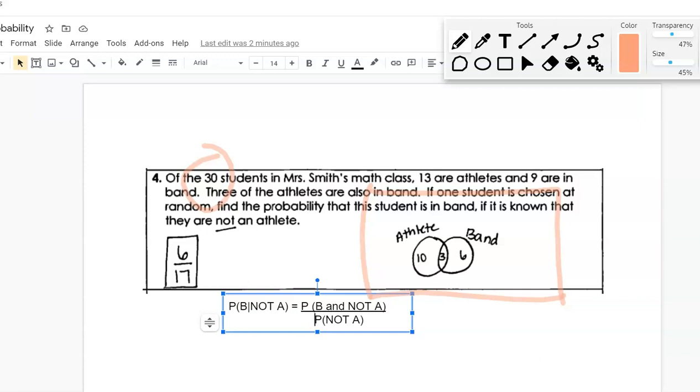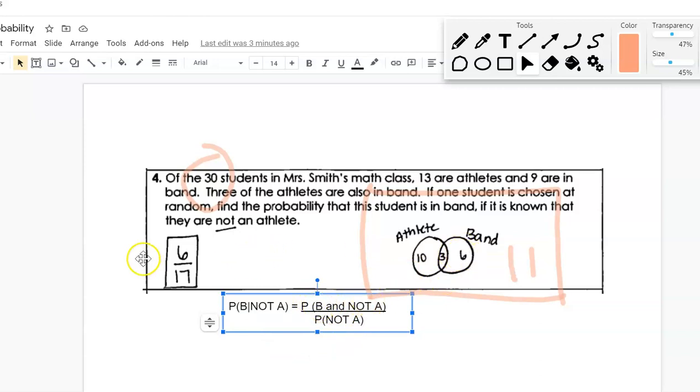So let's see, 10 plus 3 is 13 plus 6 is 19. So that leaves 11 just outside of this Venn diagram, okay? So I have 11 students who aren't an athlete and they're not in band, okay? Now to answer the question, which ones are in band and not an athlete?